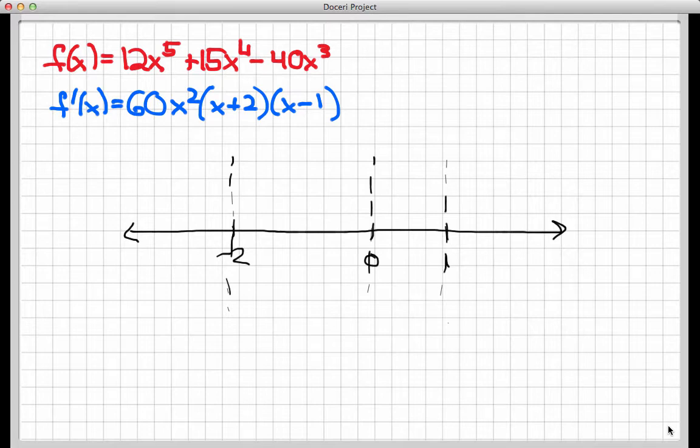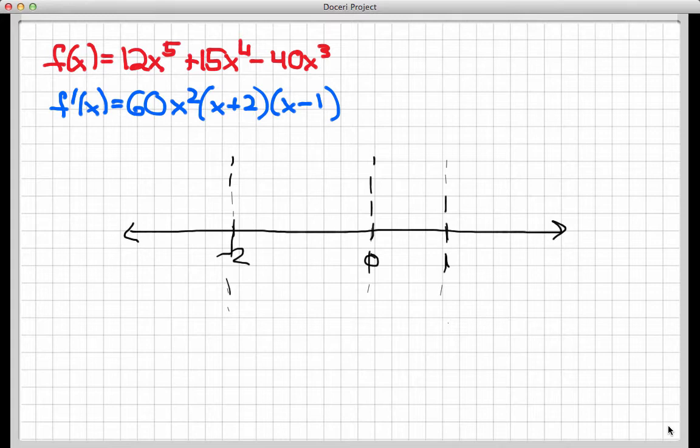Now, on each of those four intervals, f prime can only have one sign. It cannot change from positive to negative or negative to positive within those intervals, because if it did, we would encounter another critical number, but we already have all the critical numbers. So on each of those intervals, f prime is going to have one sign.